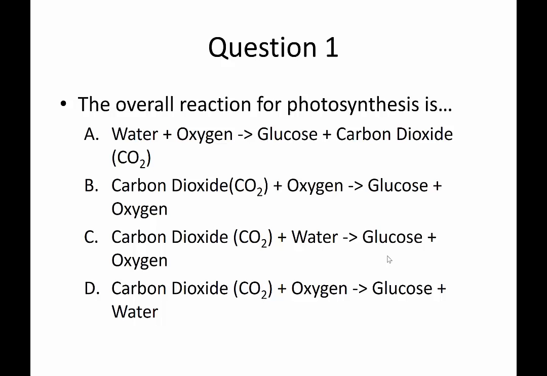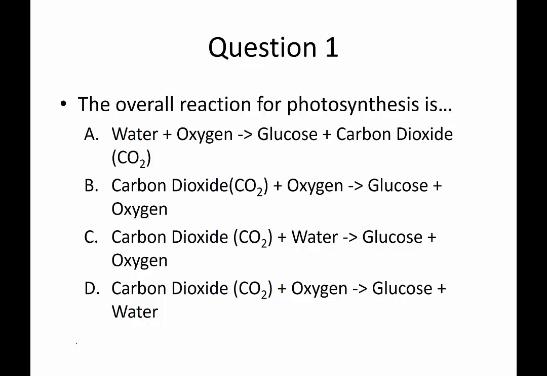What is the overall reaction of photosynthesis? The correct answer here is C. Plants take in carbon dioxide plus water and they make sugar from that. Also, as a byproduct, they make oxygen, which is one of the reasons why plants are considered very environmentally friendly. Since they take in a greenhouse gas, which causes global warming, something like carbon dioxide, and they turn that into oxygen for us to breathe. So the correct answer here again is C.